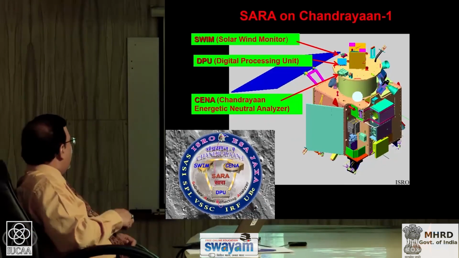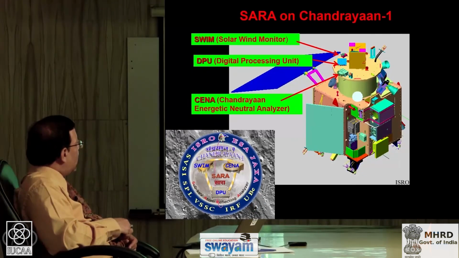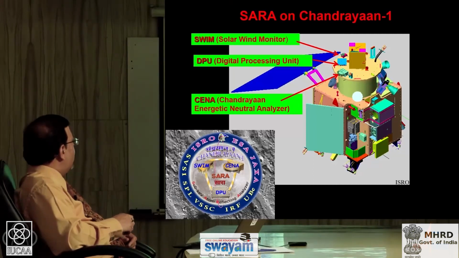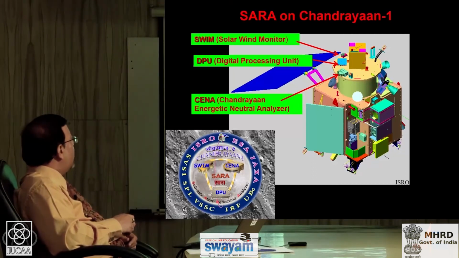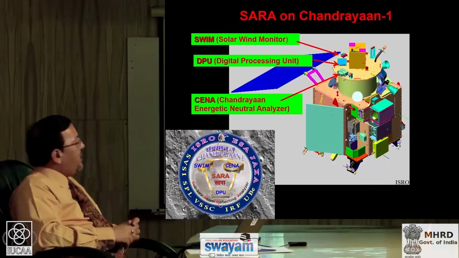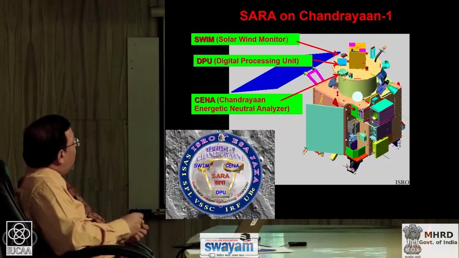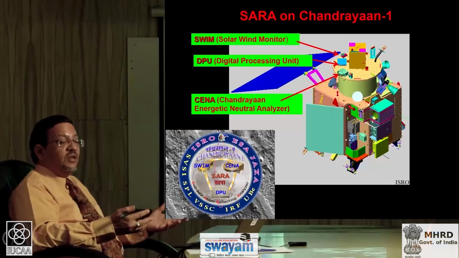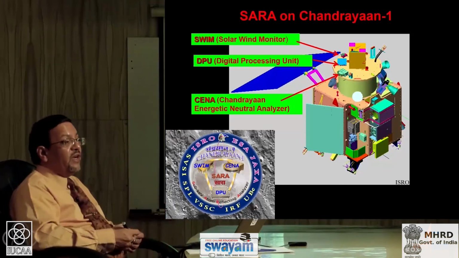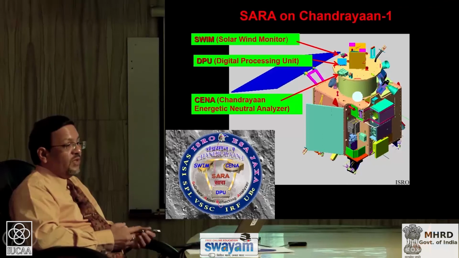On this mission, we had an experiment which is called SARA, which stands for sub-keV atom reflecting analyzer. And this SARA essentially consisted of 2 sensors, CENA, which stands for Chandrayaan Energetic Neutral Analyzer, and then SWIM, which stands for Solar Wind Monitor. And the idea behind that was to actually understand the interaction of the solar radiation, you can say the solar wind, with the surface of the Moon.